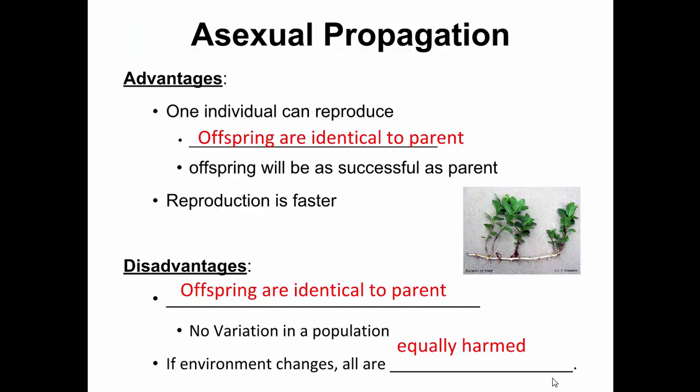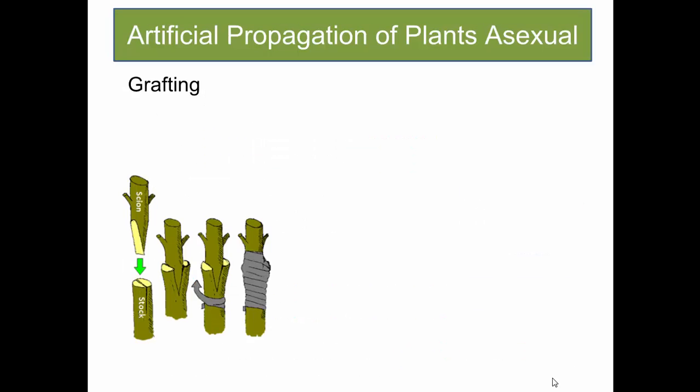People use asexual propagation of plants, oftentimes in agriculture, landscaping, things like that. One interesting thing is called grafting. You can actually take two different types of plants and kind of graft them together. You take one plant, it's called the scion, the top part of the plant. You sort of carve it into a point, like a branch of it. You take the stock, it could be a whole different species.